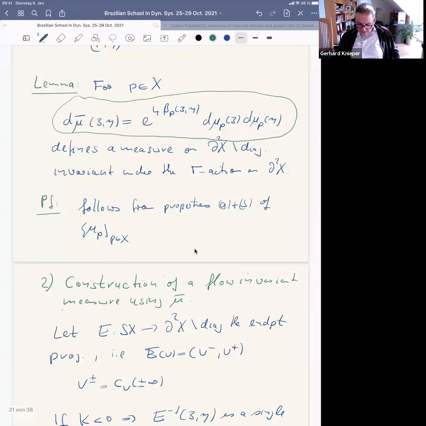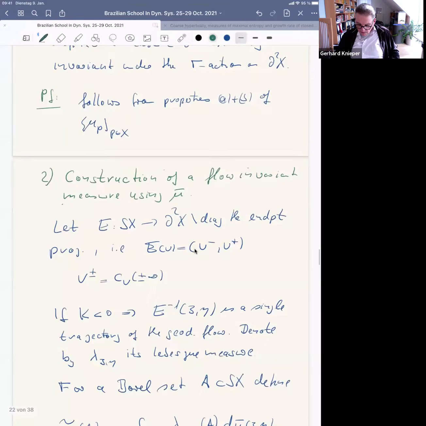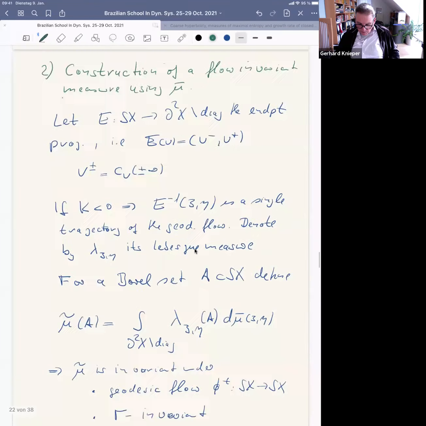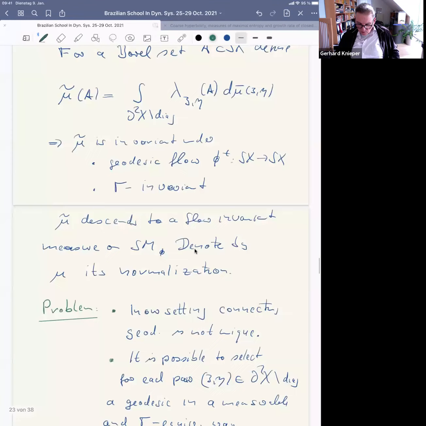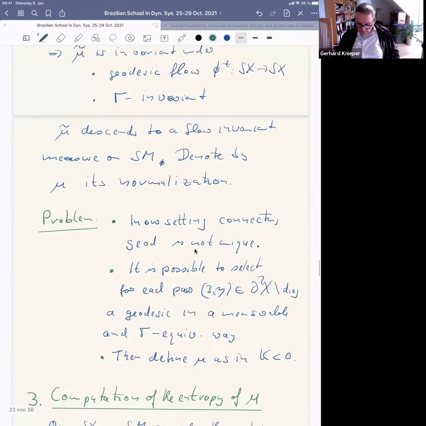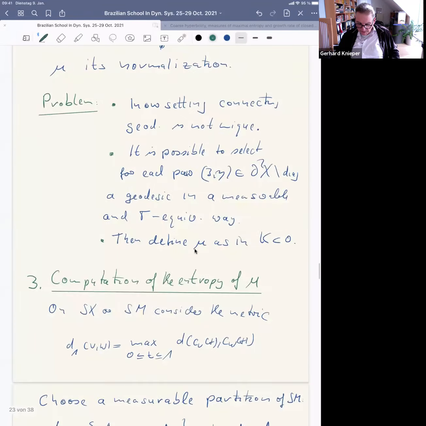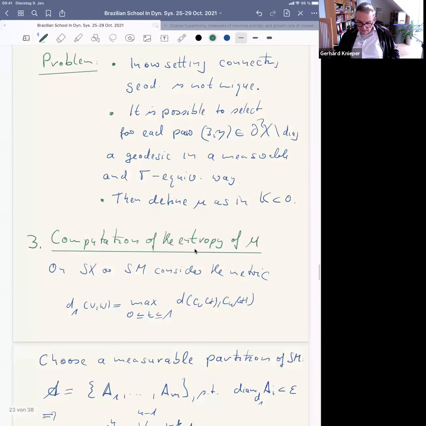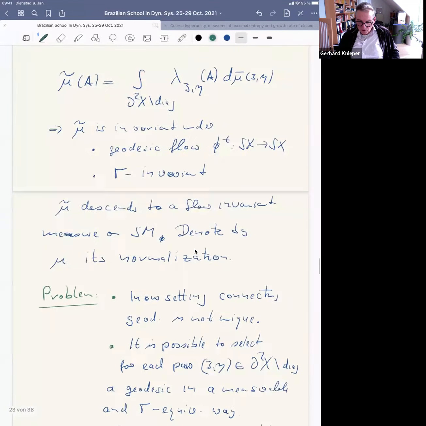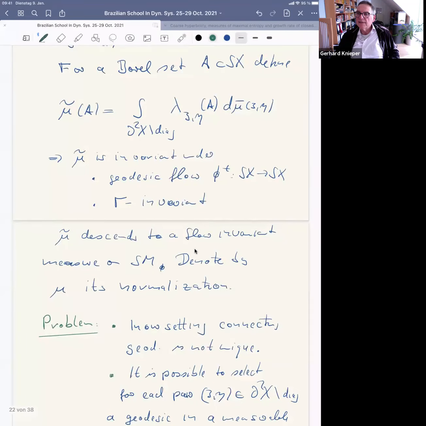Then next time I will construct this invariant measure for the flow, and then the second step is to compute the entropy of this measure. And it turns out that the entropy of this measure is exactly the topological entropy, so it's a measure of maximal entropy. And then the last point is to show that this measure is uniquely determined by this fact that there is only one measure of maximal entropy.